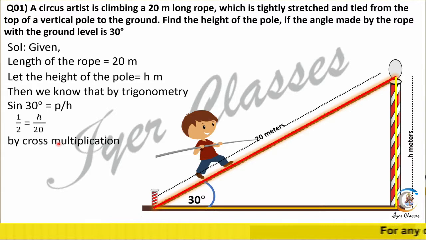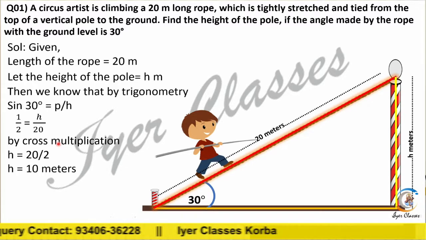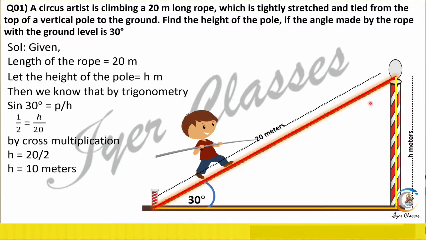Substitute the values here, cross multiply and get h is equal to 20 by 2. So that gives you h is equal to 10 meters. So what is the height of this pole? It is equal to 10 meters.